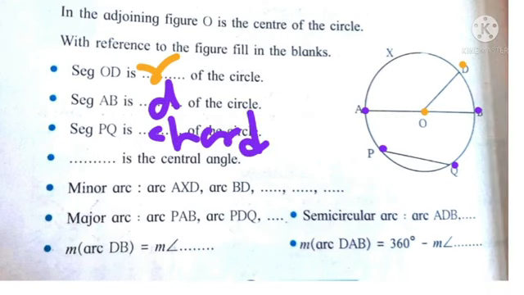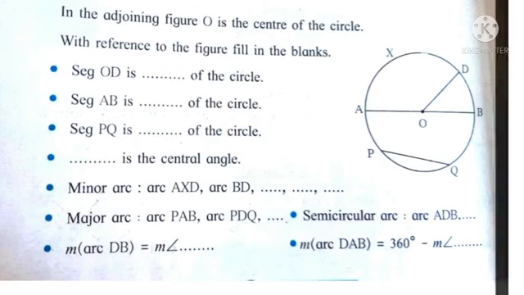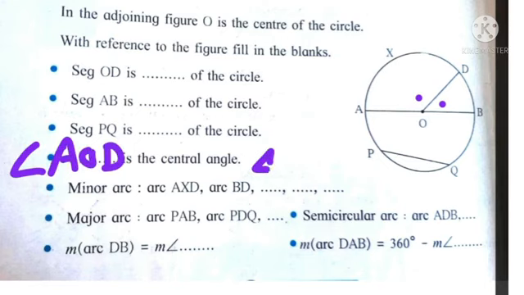Then dash dash is the central angle. Which is the central angle? Here see students, observe the figure. AOP and BOD. These are the 2 central angles. Central angle means angle formed at the center of a circle. We call it a central angle. So here there are 2 central angles. Angle AOD is a central angle, and angle BOD is also a central angle.